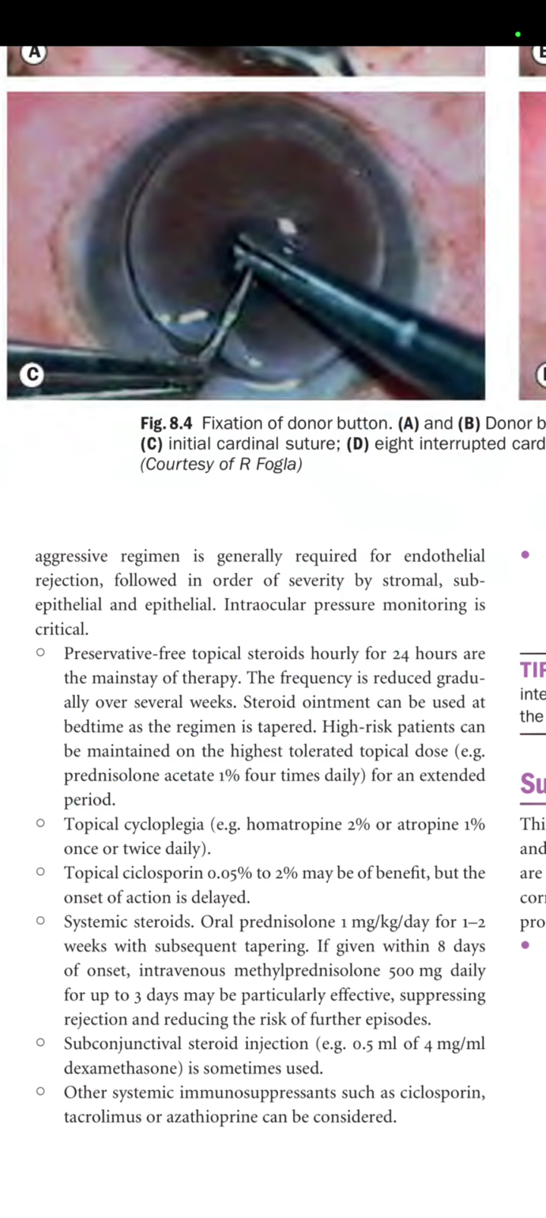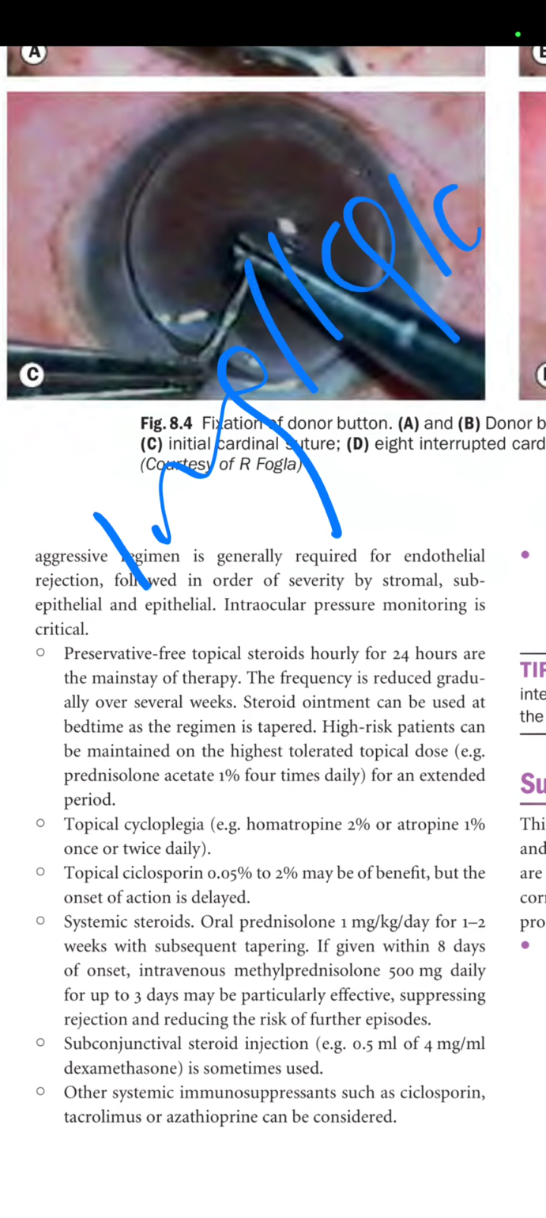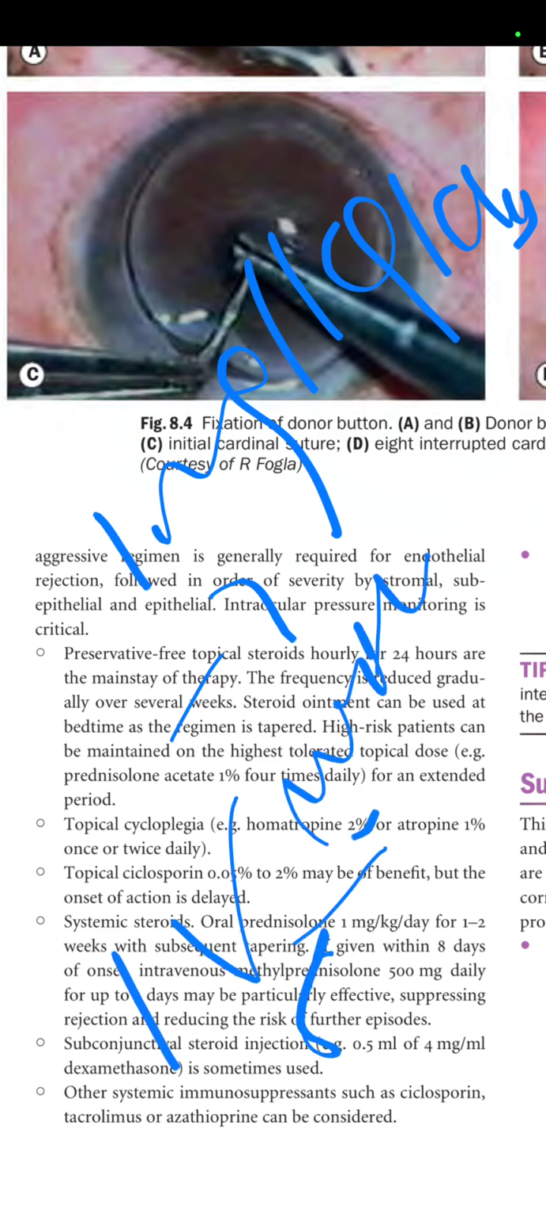So basically, you can give steroid in a dose of 1 milligram per kg per day, and if a patient presents within 8 days of rejection, then you can give IV methylprednisolone 500 mg for 3 days, and that is particularly effective.